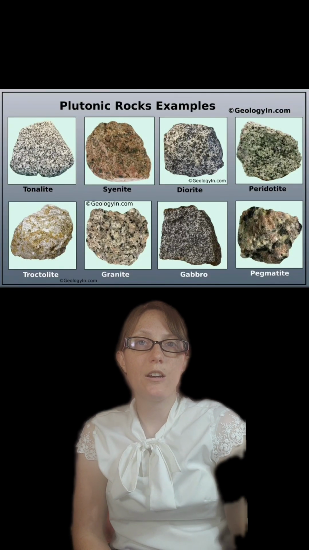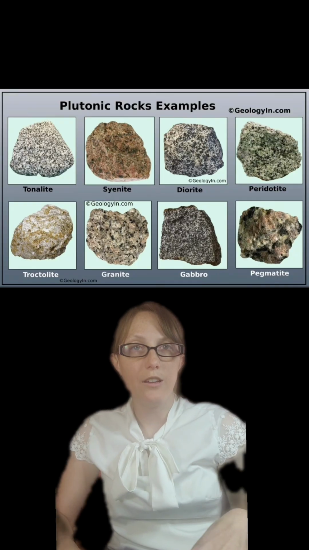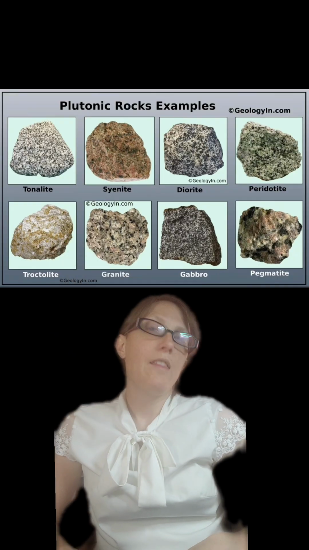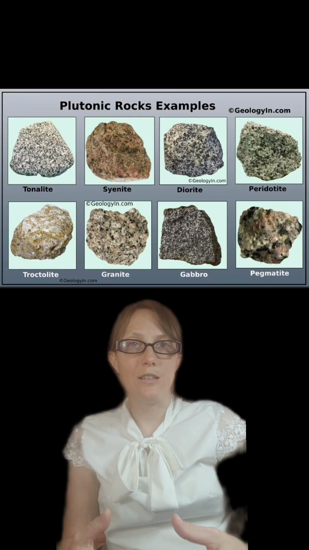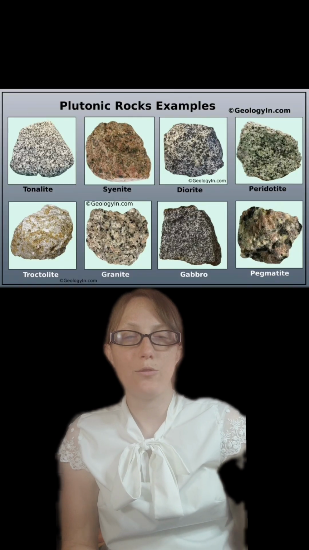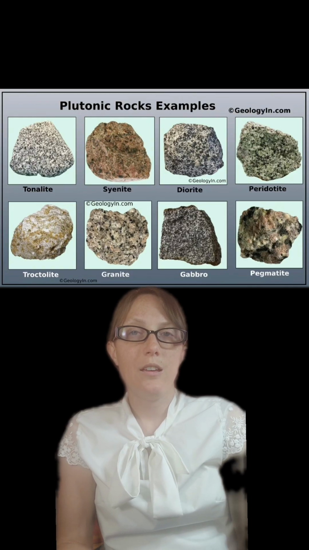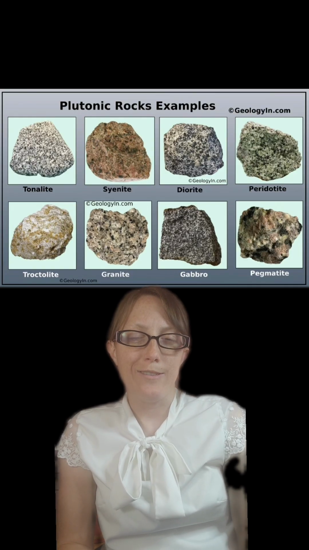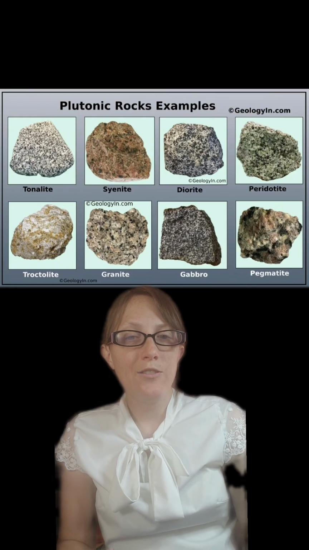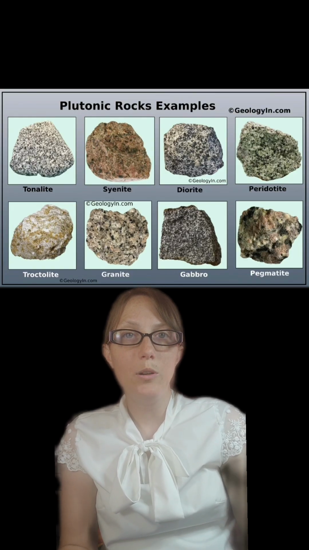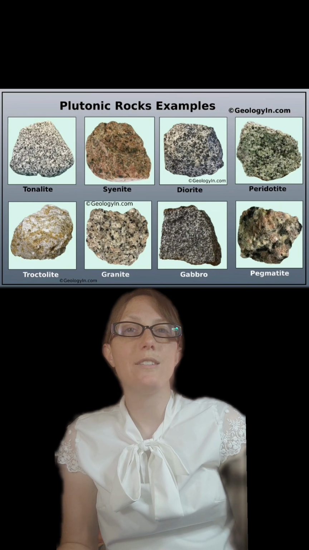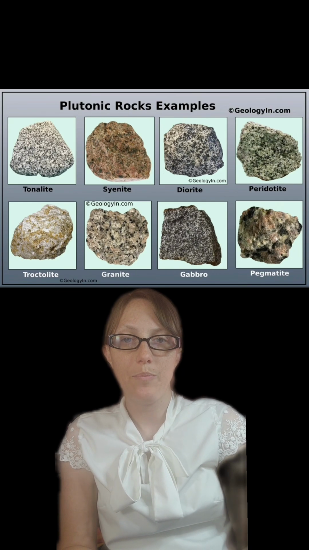Plutonic igneous rocks are rocks that solidified beneath the Earth's surface. They are essentially crystallized magma, and they're often called intrusive igneous rocks. So lots of names for the same thing. These igneous rocks have large, well-formed crystals due to the slow cooling process of crystallization underground.